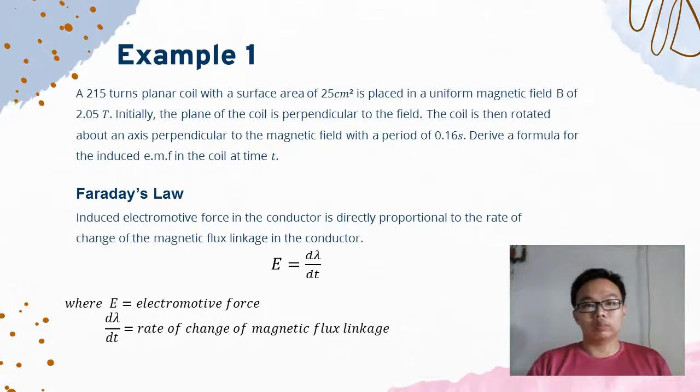From Faraday's law, which states that the induced electromotive force in the conductor is directly proportional to the rate of change of the magnetic flux linkage in the conductor, we get a formula E equals negative dλ over dt, where E is the electromotive force and dλ over dt is the rate of change of magnetic flux linkage.